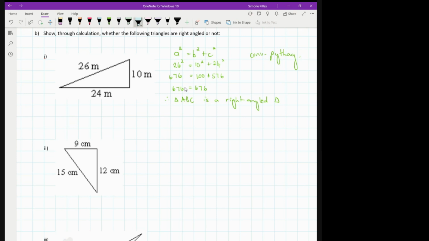And so because Pythagoras worked here, because my equation balanced, what I'm going to say is that this triangle is a right angled triangle. Very important to always conclude, because this does not give me the answer to this question. They said prove whether they are right angled or not. So just giving your equation does not answer the question fully.